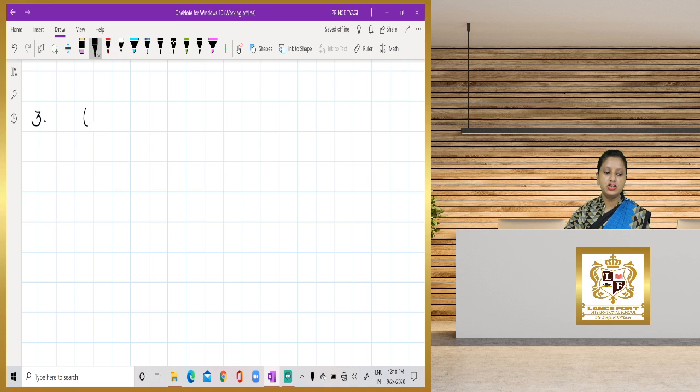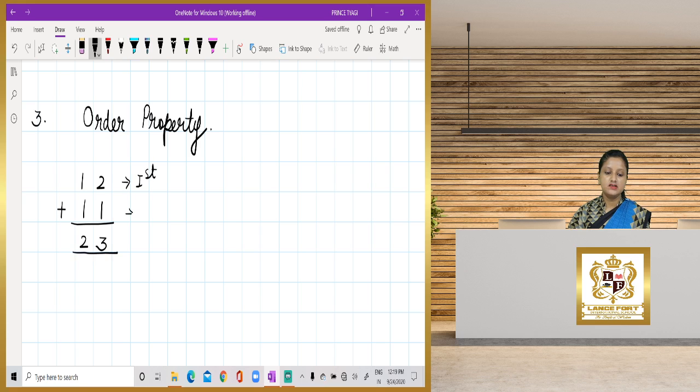Now let us discuss the third property. The third property of addition is the order property of addition. This is the most important property of addition. Order property of addition. This property says when we change the order of the addends, we get the same answer. Let us see how. Number 12 and number 11. Now add both the numbers. Here 2 plus 1 is 3 and 1 plus 1 is 2. This is the first addend and this is the second addend.